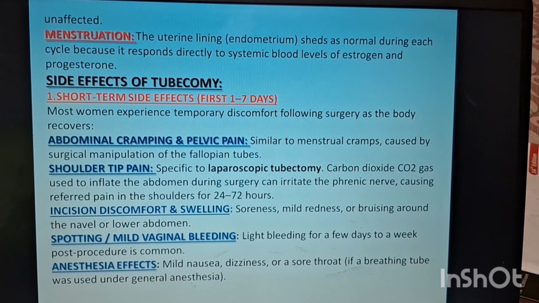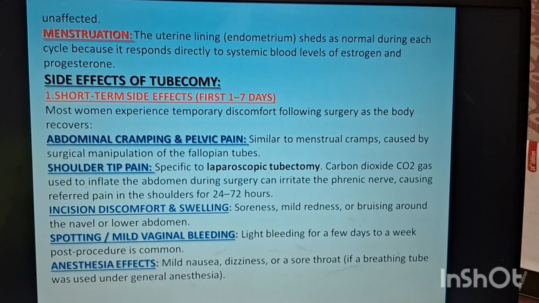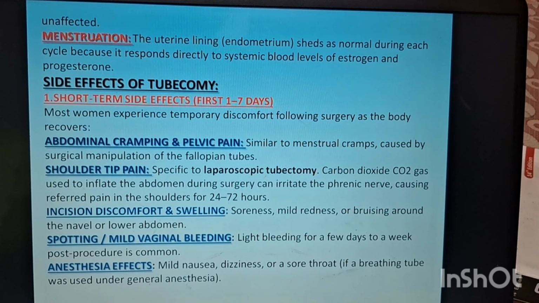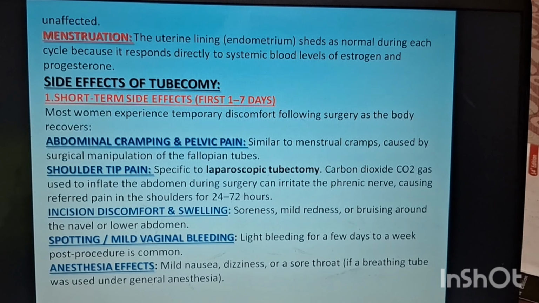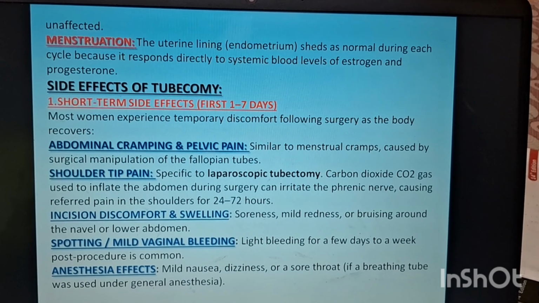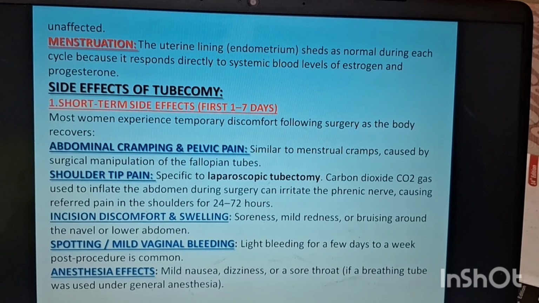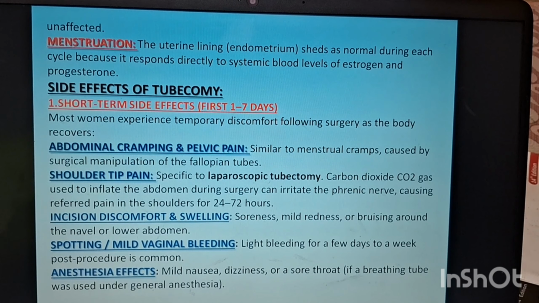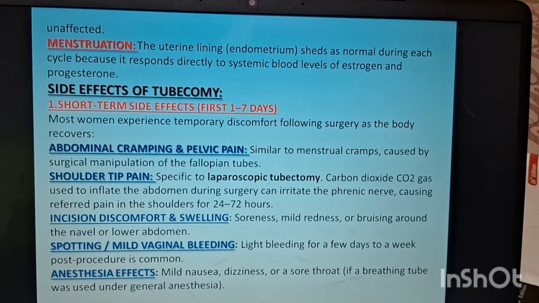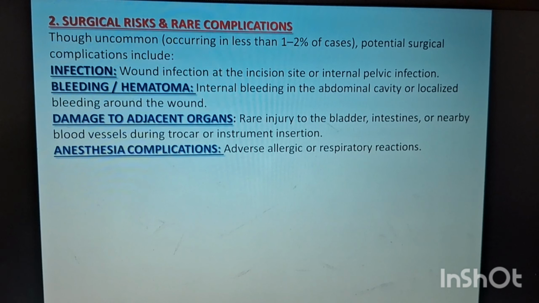Next, incision discomfort and swelling, soreness, mild redness or bruising around the navel or lower abdomen. Next, spotting or mild vaginal bleeding, light bleeding for a few days to a week post-procedure is common. Next, anesthesia effects, mild nausea, dizziness or a sore throat, that is if a breathing tube was used under general anesthesia. Next, surgical risk and rare complications.